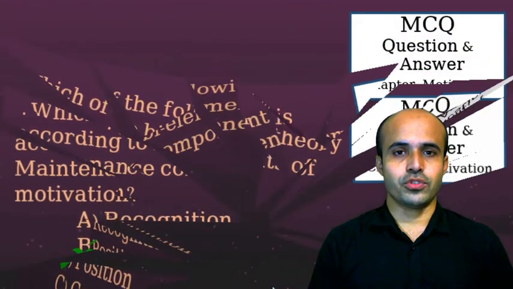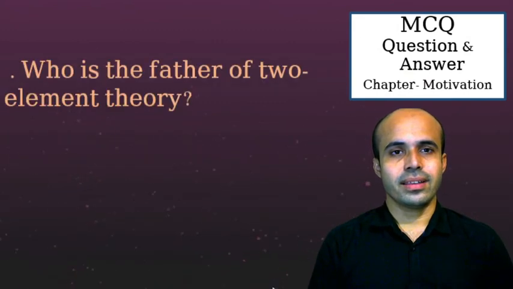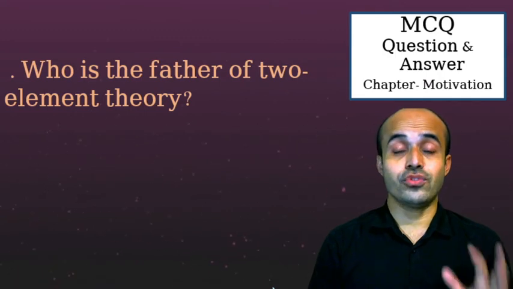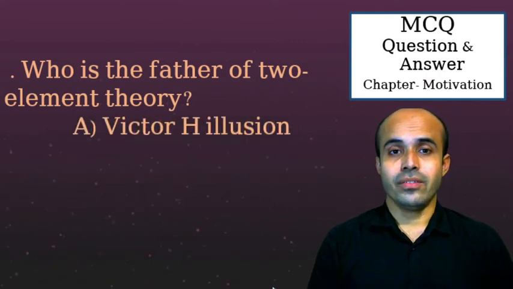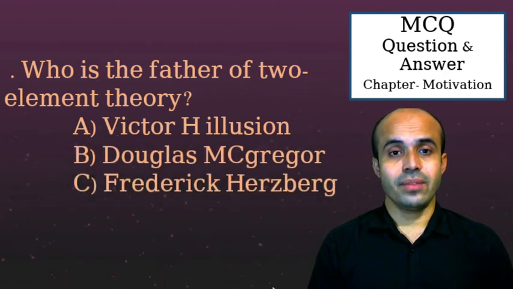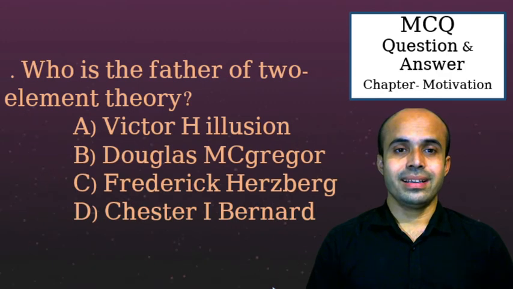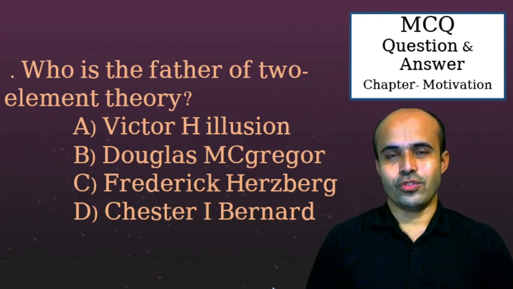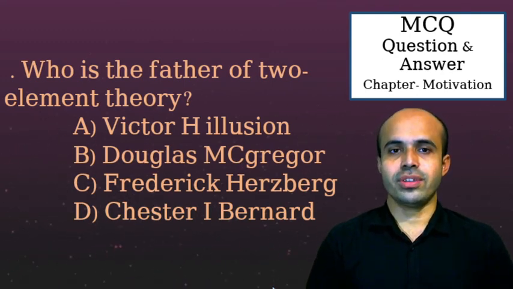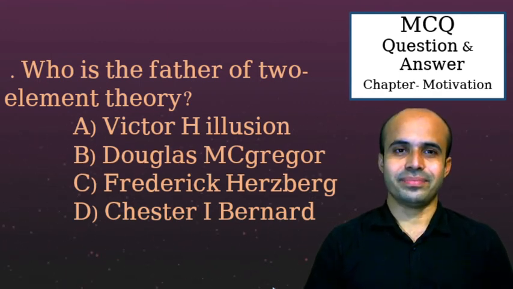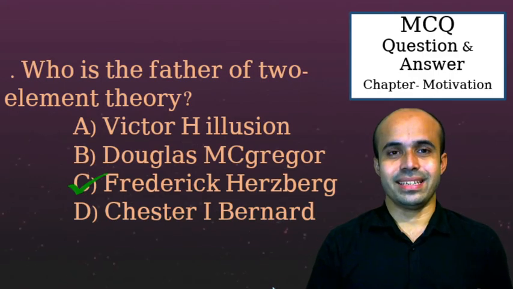Now coming to the next question. Who is the father of two elements theory? Victor Vroom, Douglas McGregor, Frederick Herzberg, Chester I. Barnard. So, the two elements theory or two-factor theory was introduced by Frederick Herzberg. Our answer is C, Frederick Herzberg.